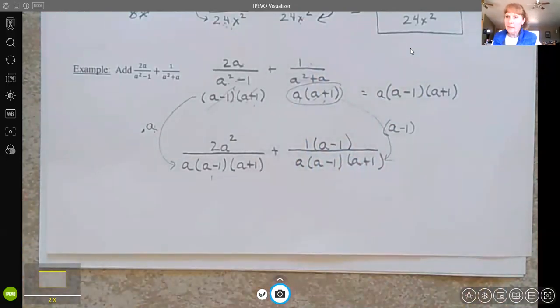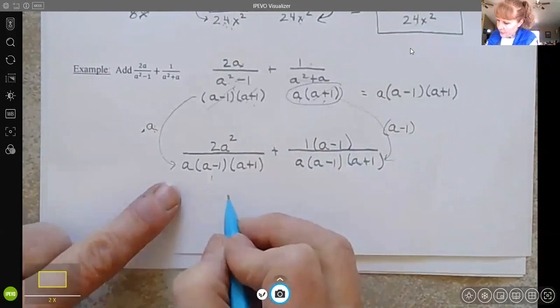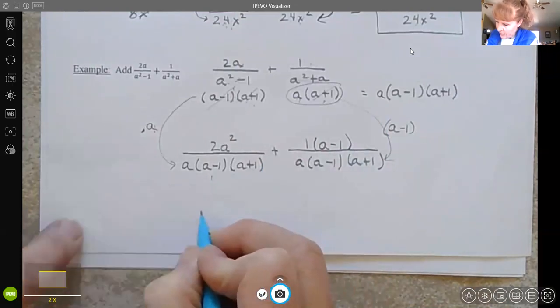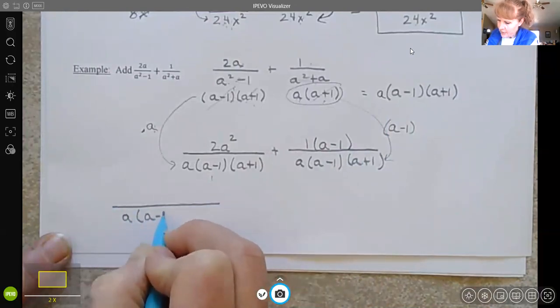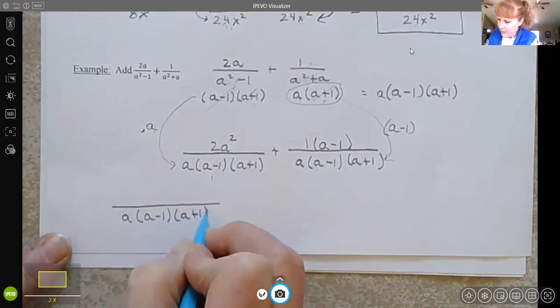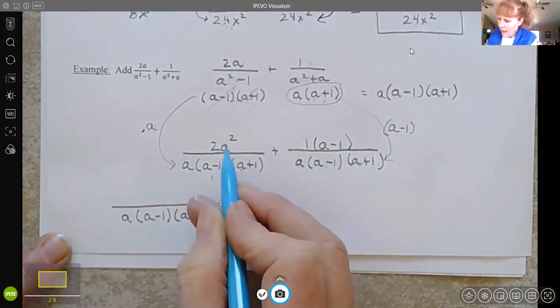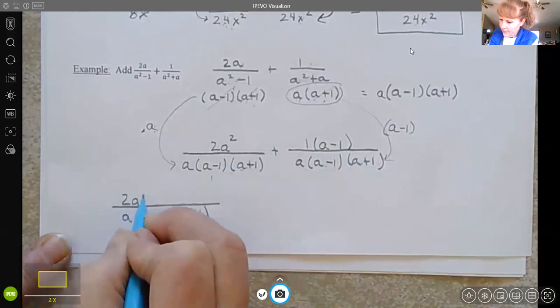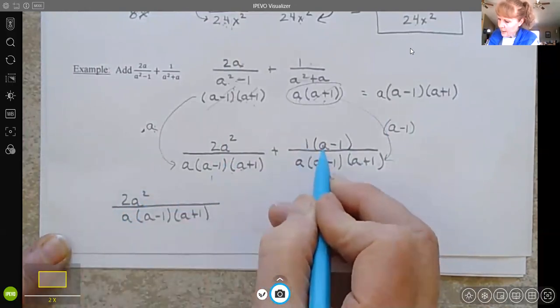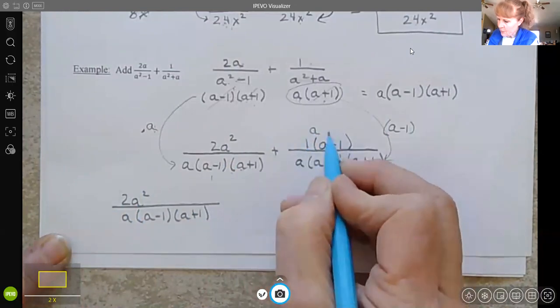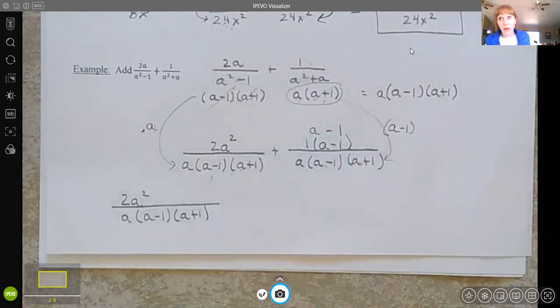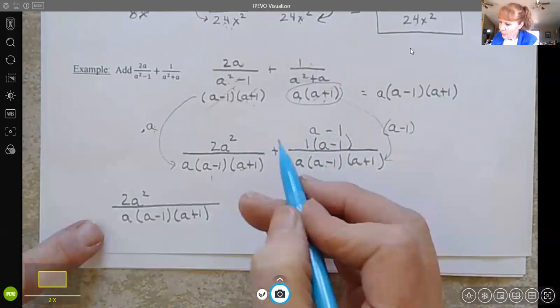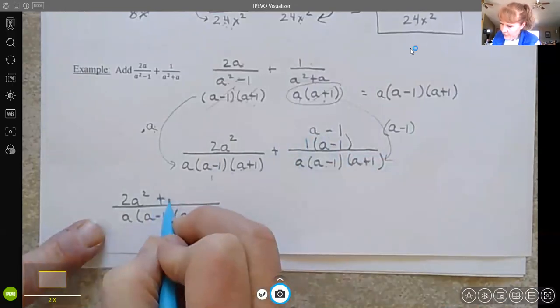And we'll simplify. We're going to multiply this out and see if we can factor it. So let's see, we have our common denominator. I'm going to put it over here. A minus 1, a plus 1 is our common denominator. And I have a 2a squared. 1 times a is a, 1 times a minus 1 is a minus 1. So you're going to have to do some multiplying. Sometimes you may even have to use the FOIL method, but we'll see. And then we have plus a minus 1.